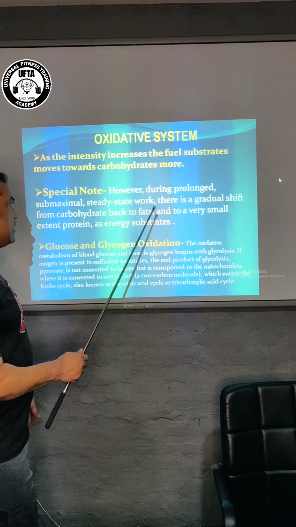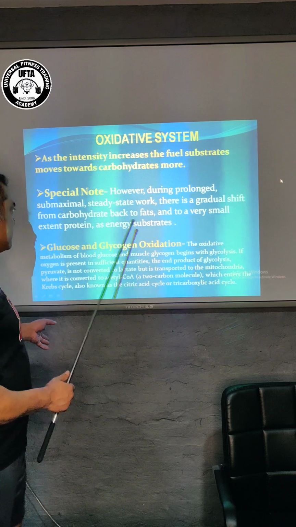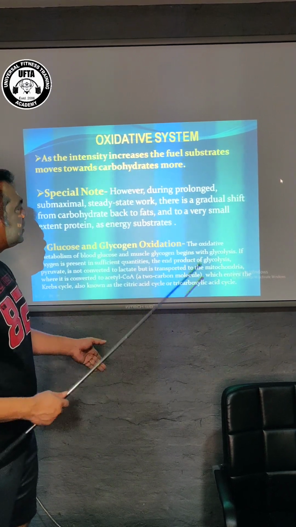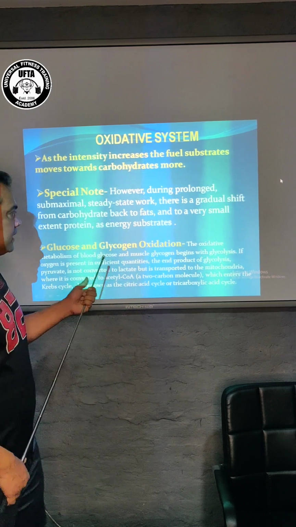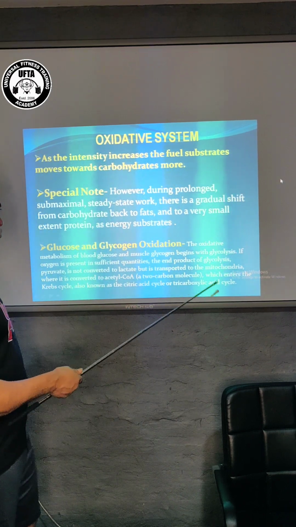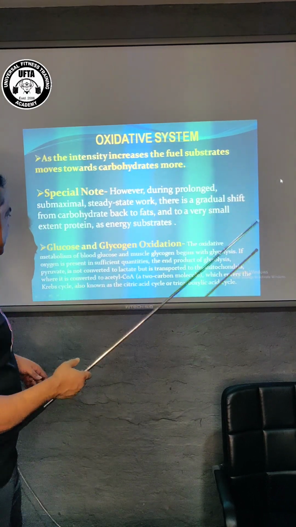And special note, however, during prolonged sub-maximal steady state work, there is a gradual switch from carbohydrate back to fats. It means if you keep on continuing the activity, again the body will get tired, the movement will be slow and intense. Again, the body will turn back to carbohydrates as a source of energy. So it's a cycle. It's a cyclical process.